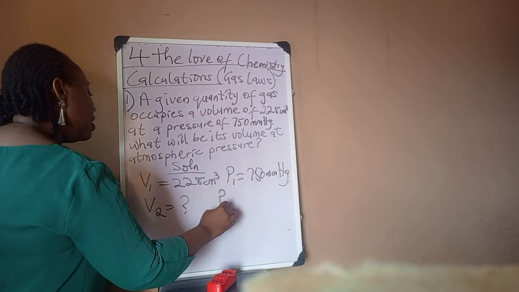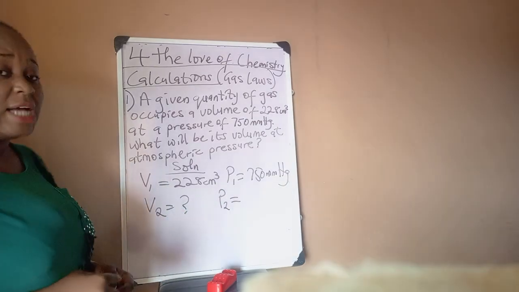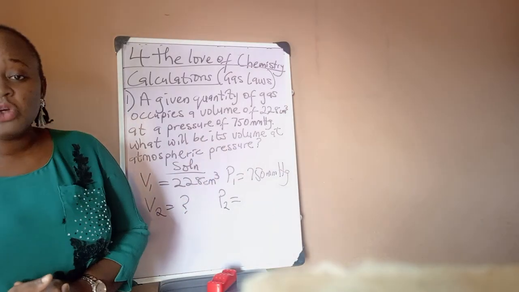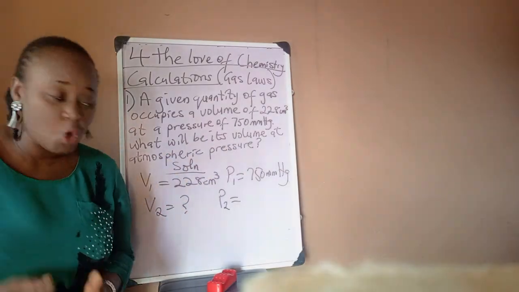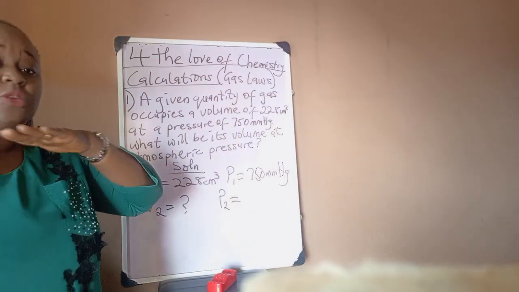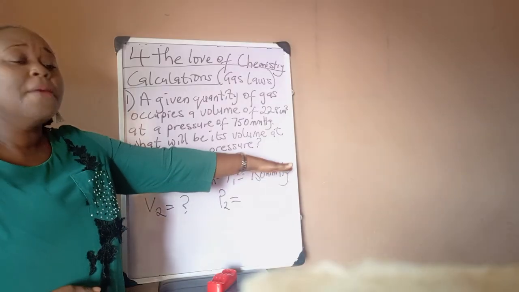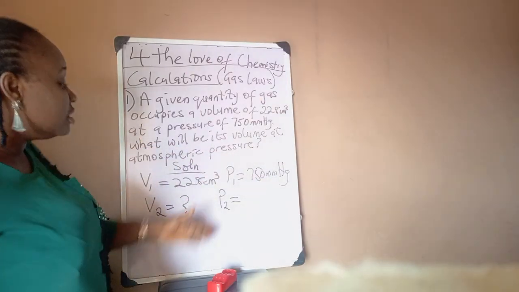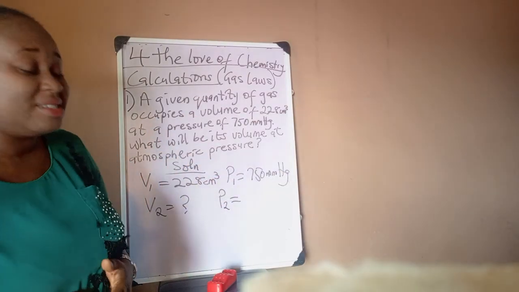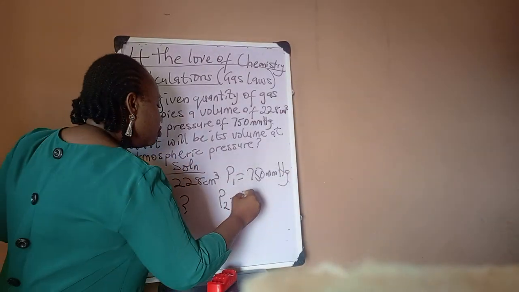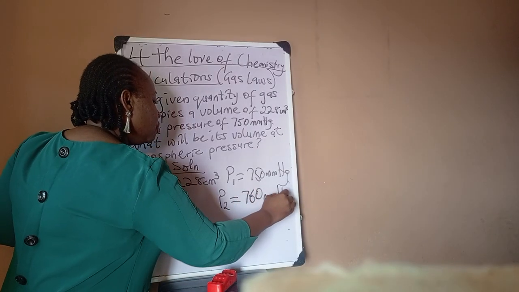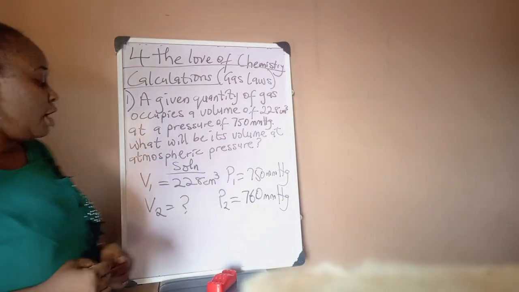And atmospheric pressure, P2, can be in atmosphere, it can be in millimeter mercury, it can be in Newton per meter square. But for the sake of this calculation, the first pressure that was given was in millimeter mercury. So we will use the atmospheric pressure in millimeter mercury, and it is 760 millimeter mercury. This is our standard pressure under this particular unit.